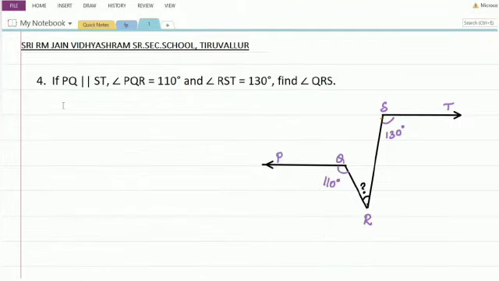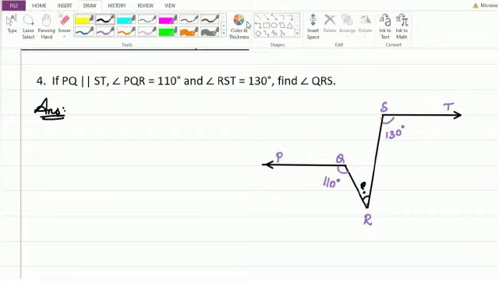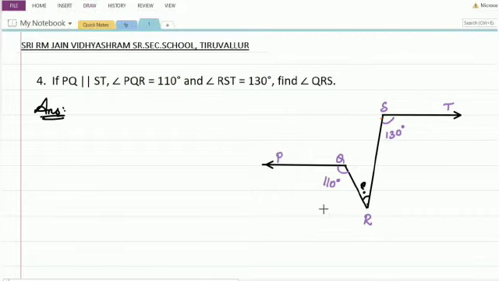Fourth question, if PQ is parallel to ST, angle PQR equal to 110 degree and angle RST equal to 130 degree, find QRS. So we are going to find this angle QRS. To do so, we are going to give a construction. That is, I am going to draw a line.